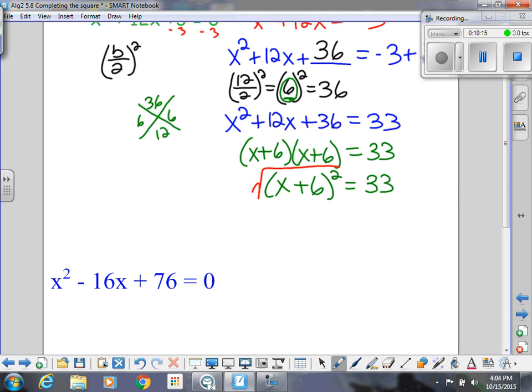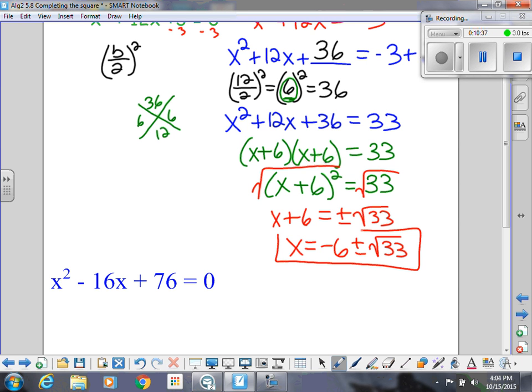on both sides. So I'm going to have x plus 6 equals plus or minus square root of 33, and I cannot pull square root of 33 apart. It's just 3 and 11. So now I'm going to subtract the 6 on both sides, and that'll give me negative 6 plus or minus square root of 33. And we are finished with that problem. All right, last one.